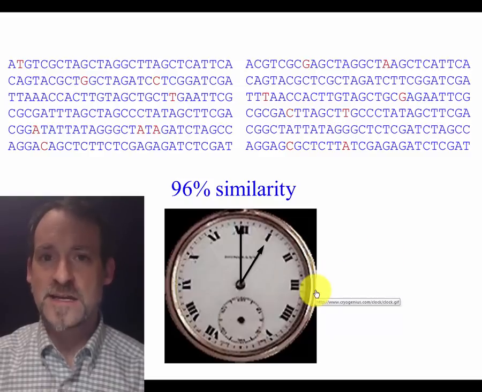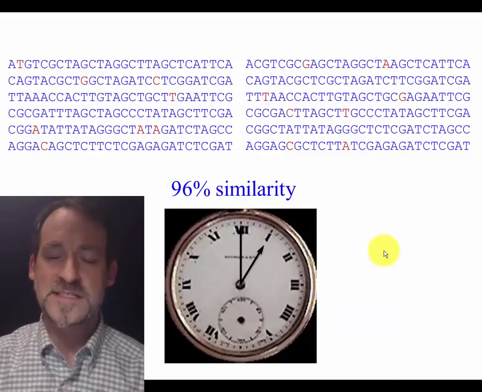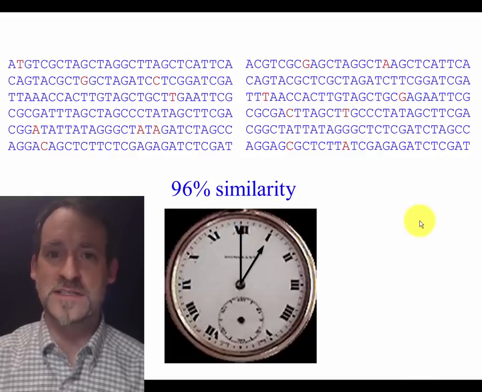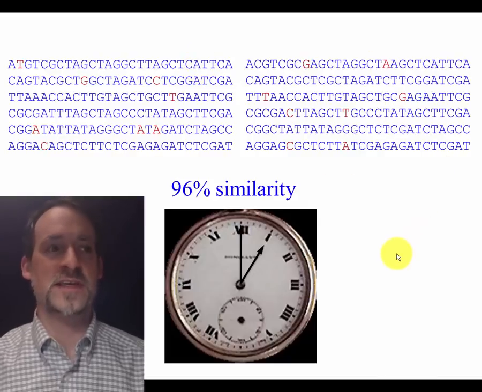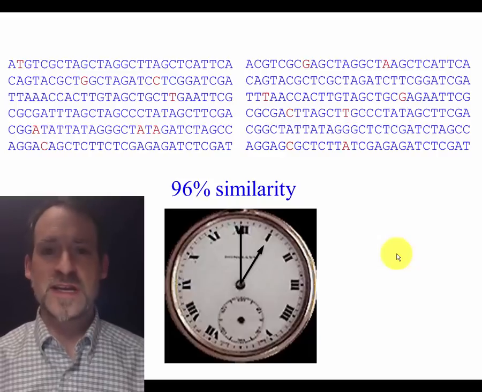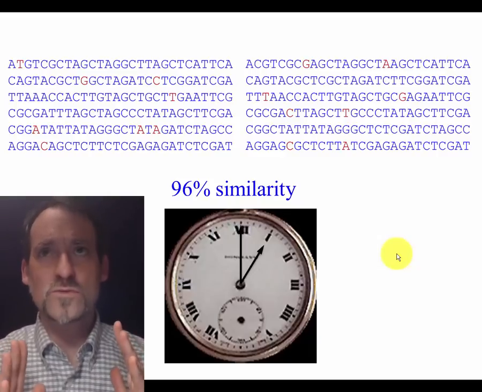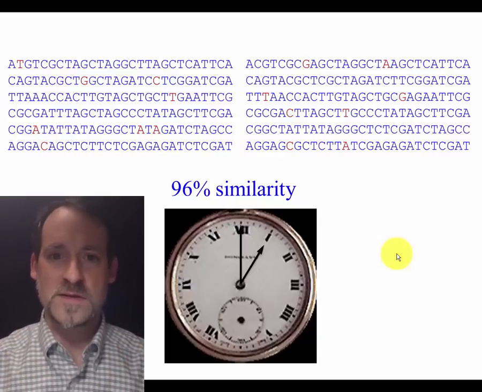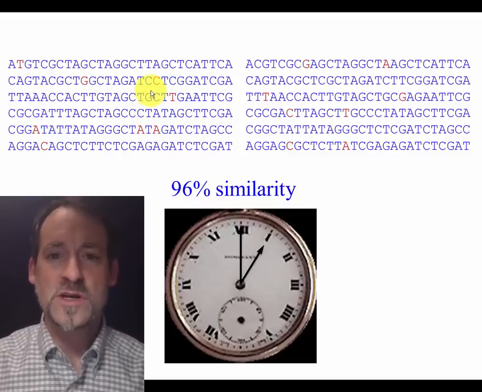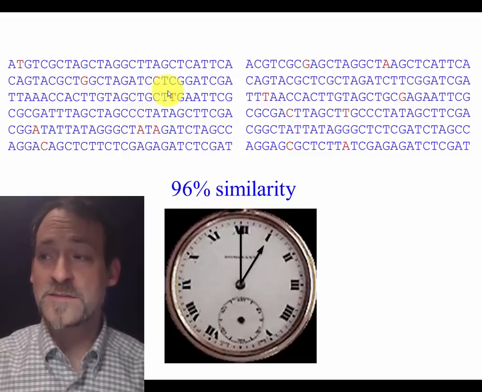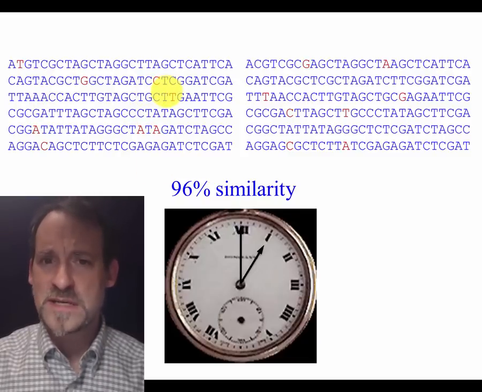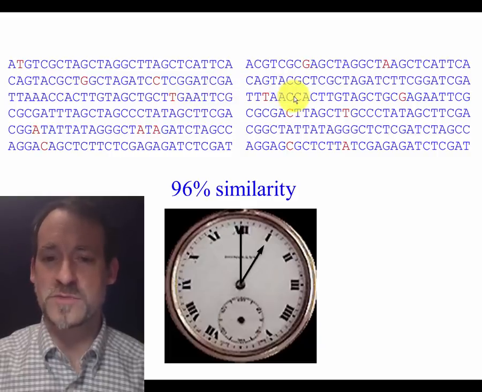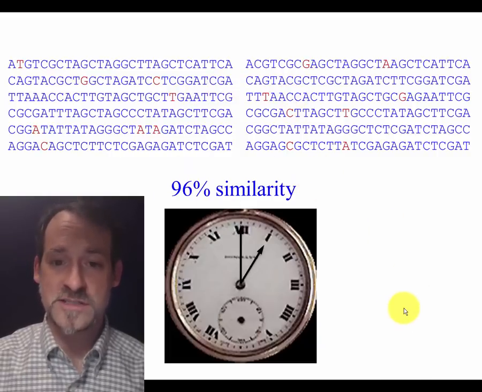It's like the ticking of a clock. As time passes, more and more mutations happen in these two populations. They drift to fixation, and it happens regularly enough that you can basically go back and infer how long it's been since these two populations were separated by looking at the similarity in their genes.